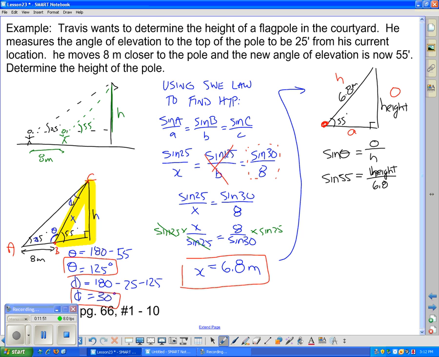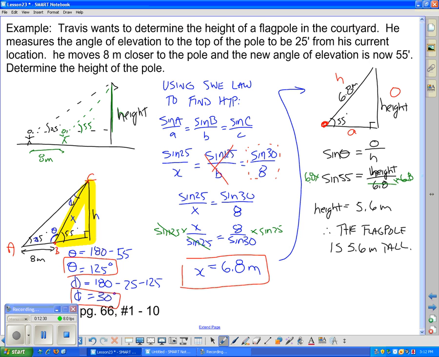Don't want to confuse you guys if I can avoid it. It's kind of the whole point is not to confuse you. So just make sure you have your H's straight, and make sure you know which H, what it represents. So, doing inverse operation, we can find that our height is equal to 6.8 times sine 55. So we get 5.6. Therefore, the flagpole is 5.6 meters tall. And of course, that's an approximation.